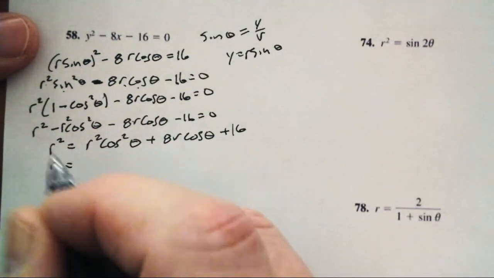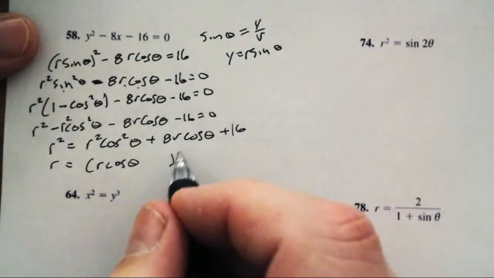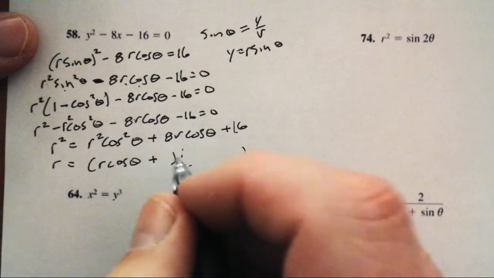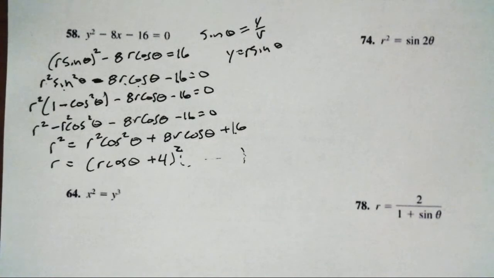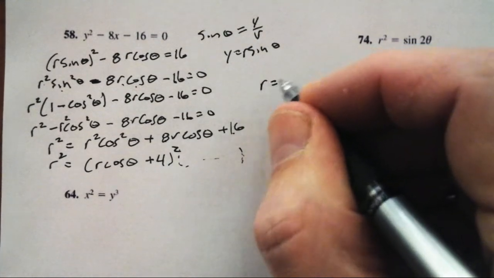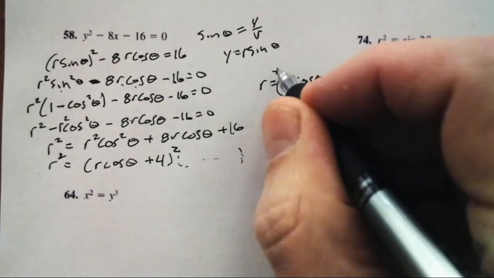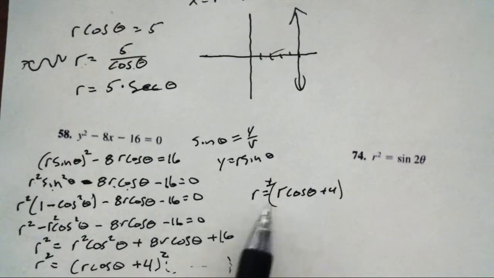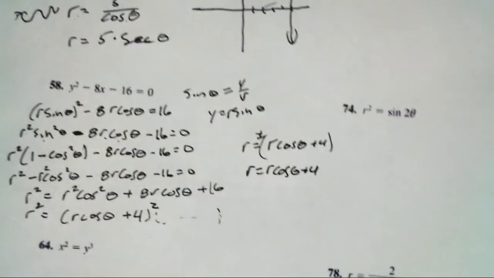So what I'm curious about is, can I factor this into r cosine theta and r cosine theta? Well, are there factors of 16 that add up to 8? Yes, 4 and 4. It's actually squared. Oh, and this is an r squared. And there's our big payoff. I can take the square root of both sides, and I get r equals r cosine theta plus 4, and you may be saying, hey, plus or minus, but for much the same reason that we don't need plus or minus here, we can get away without it down here as well. So I've got r equals r cosine theta plus 4.